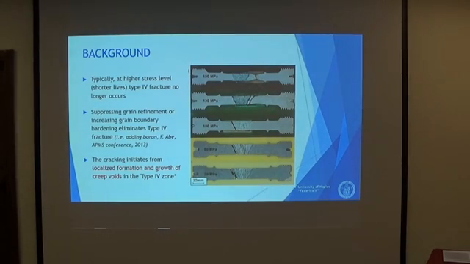Just a look at the experimental evidence. We know that typically at higher stress levels, type 4 fracture no longer occurs, like in the first case shown here. Then another important evidence is that by suppressing grain refinement or increasing grain boundary hardening, the type 4 fracture is inhibited. Another important evidence is that this kind of fracture occurs from localized nucleation and growth of voids.